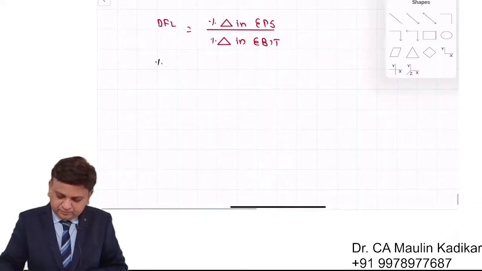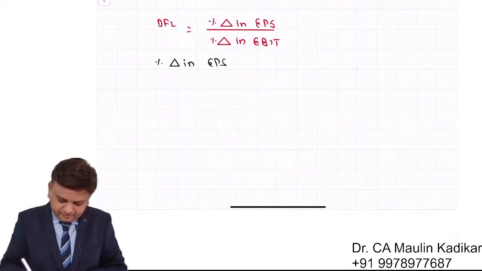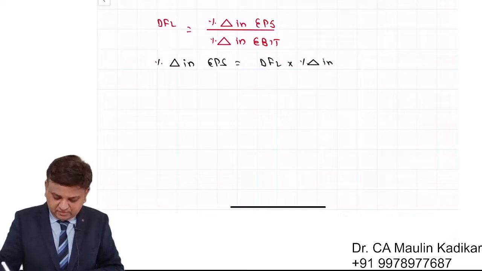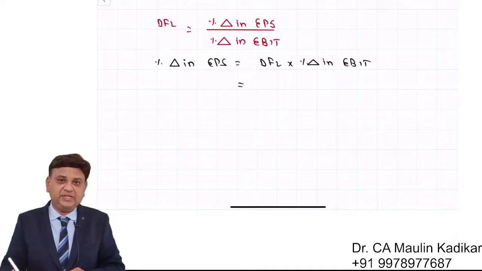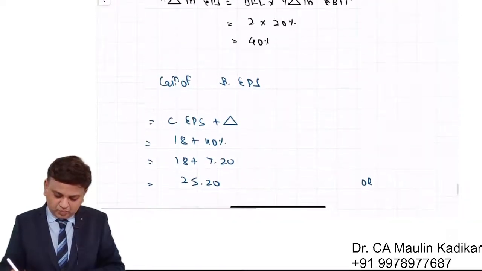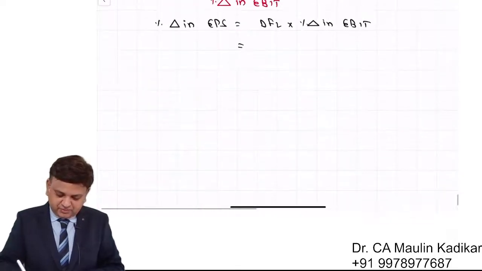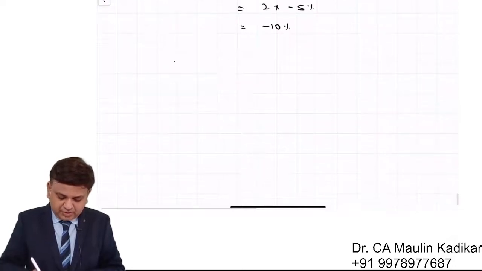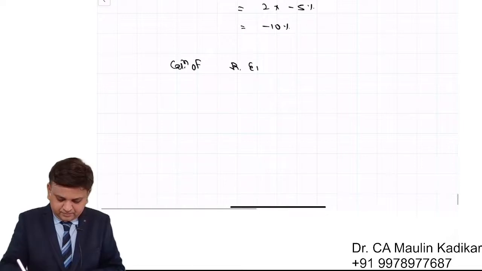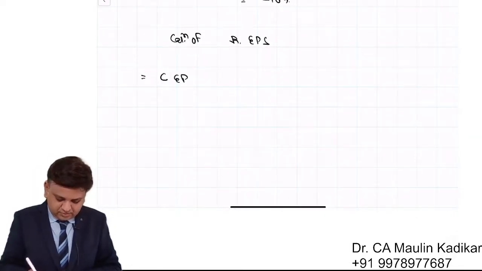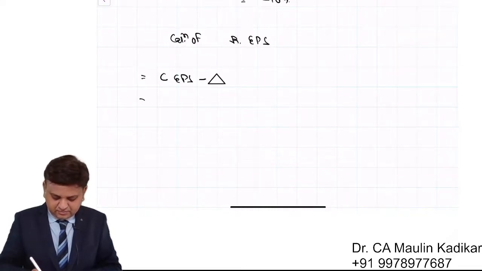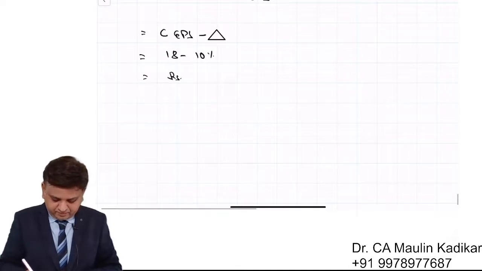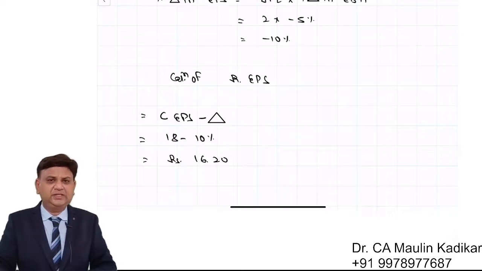So percentage change in EPS is equal to degree of financial leverage into percentage change in EBIT. As far as the DFL is concerned, it is 2 into negative 5%. So that comes to negative 10%. So calculation of revised earning per share: current earning per share minus change. Current EPS is 18 minus 10%. That comes to 16.2. This is the way the revised EPS is found.